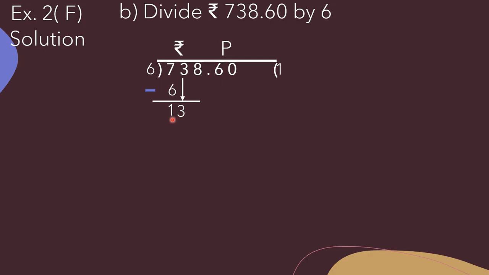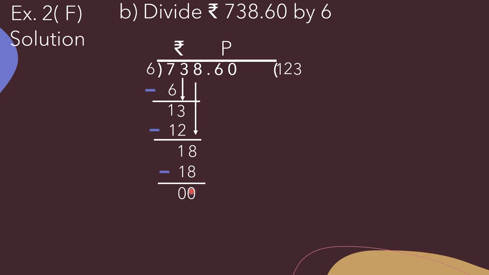Now we have to divide 13 by 6. We will get quotient as 2 and we will write here 12 below 13. Now we have to subtract. So 13 minus 12 is equal to 1. Now we will bring down this 8 and the number becomes 18. Now we will divide 18 by 6. So we will get quotient as 3, and we will write 18 below 18. Now we have to subtract.